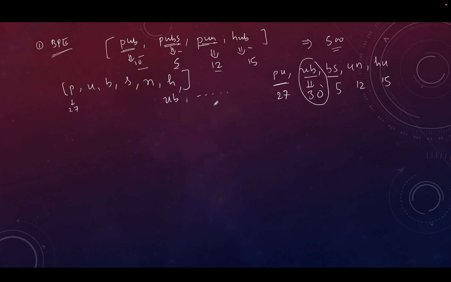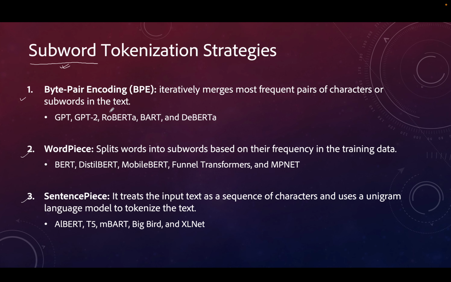Once you are exhausted with all the pairs, you will look at 3 characters and so on. So this was byte pair encoding, and it's used in GPT, GPT-2, Roberta, BART, DistilBERT, and maybe a few more.